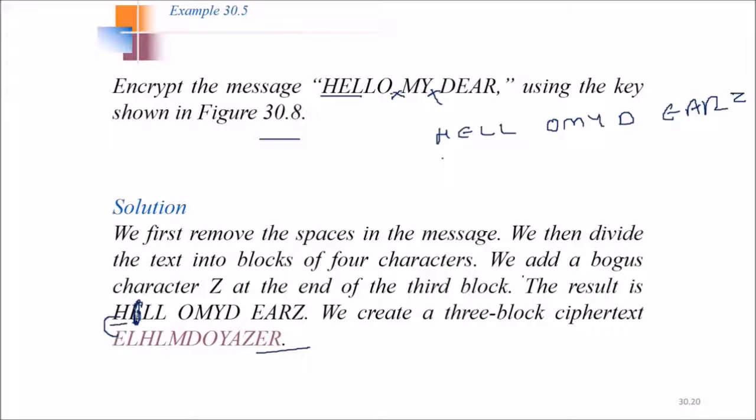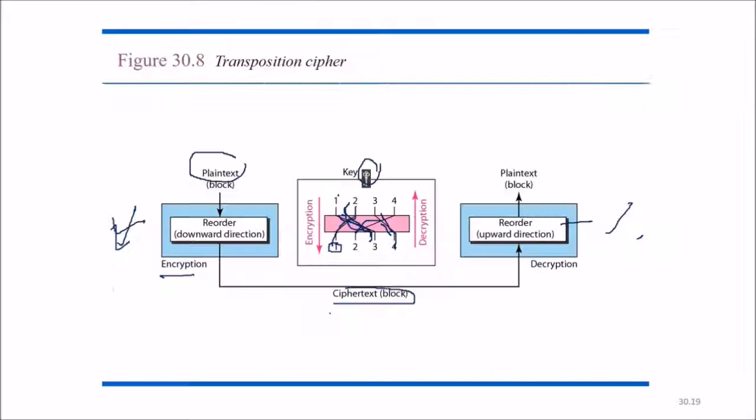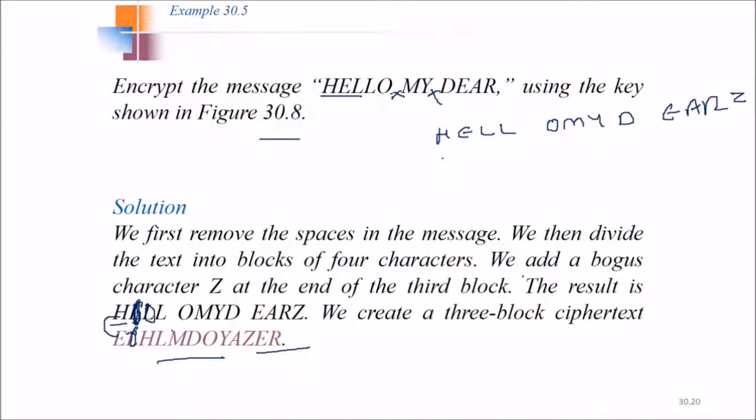Third will be replaced by the first. So L will be replaced by the L only. Okay. So in this case, we can create a 3-block ciphertext like this just by taking the advantage of 1 with 2, second with 4, 3 with 1, likewise. See, 3 with 1 is L is replaced by H here, 3 by 1.